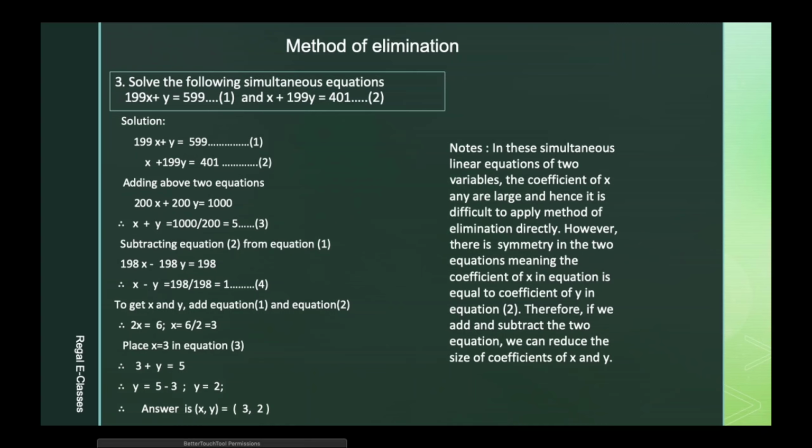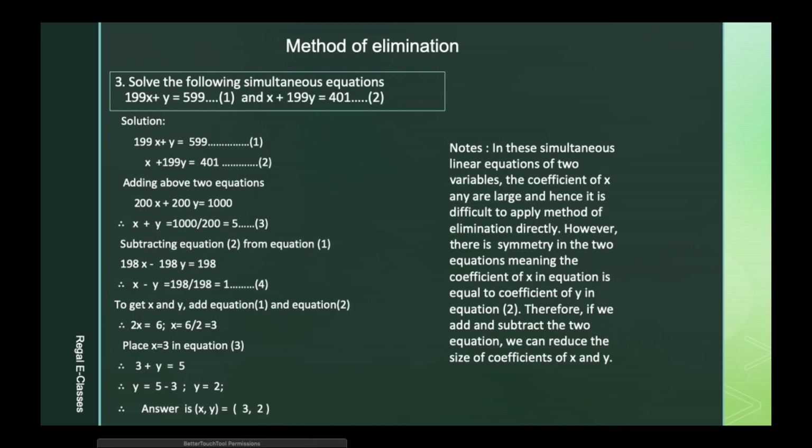Here you can see that the coefficients are large, so you should not use the normal method of elimination. First add the two equations, you get x plus y is equal to 5. It is very simple to handle. Similarly, when you subtract the two equations, you get x minus y is equal to 1. To get x and y, just add equations 3 and 4, you get x. Substitute x is equal to 3 in equation 3 and you can get y.